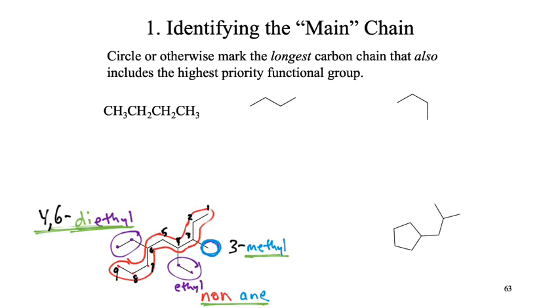Okay. What happens if I throw on another substituent? Now the OH is located at position one. Why does the OH get position one? It's a higher priority functional group than this one. Now which one? Okay. Which is a higher priority? A carbon or a carbon? There isn't a priority difference there. So how do we differentiate that?